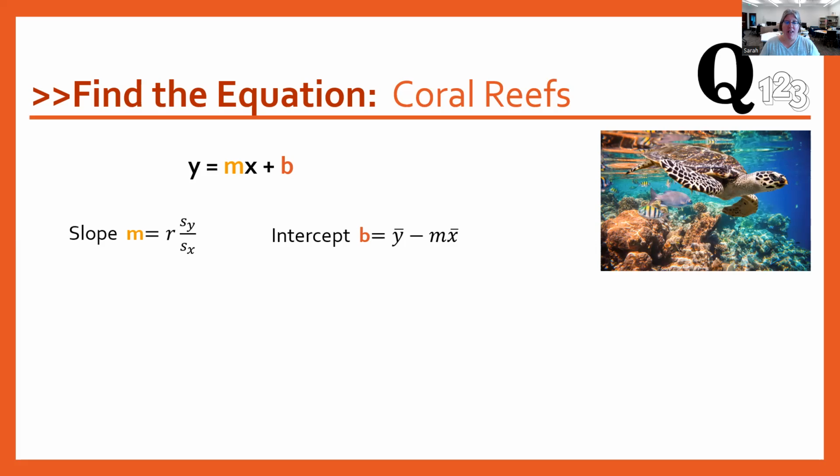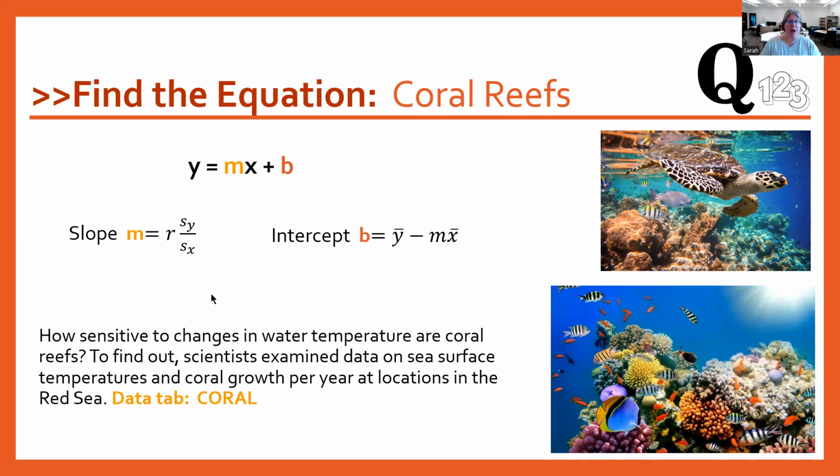Once you've calculated the slope m, then for the intercept, you take the mean of y minus the slope times the mean of x. We're going to do that with a set of data on coral reefs. How sensitive to changes in water temperature are coral reefs? To find out, scientists examine data on sea surface temperatures and the amount of coral growth per year at locations in the Red Sea. To do this, we're going to need to go over to Excel.